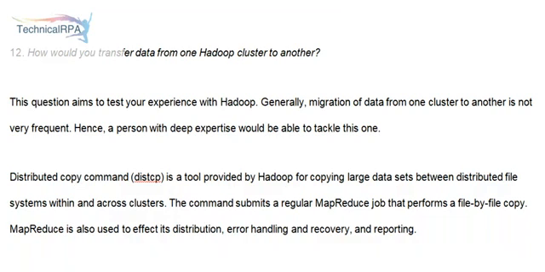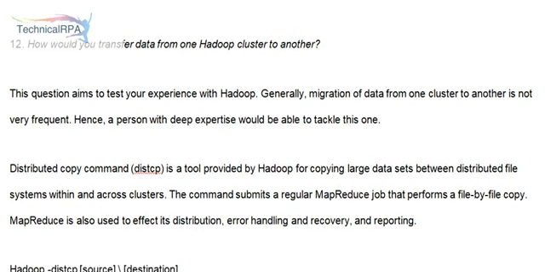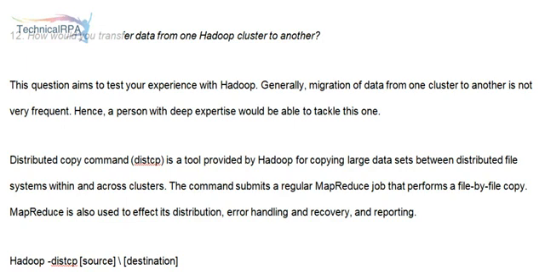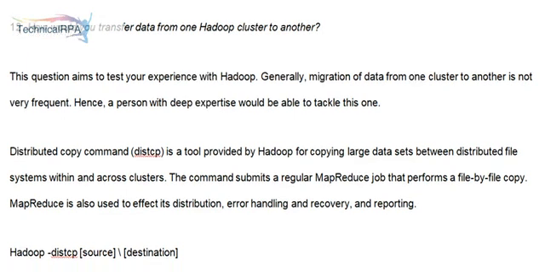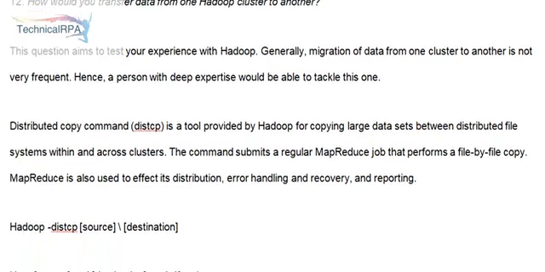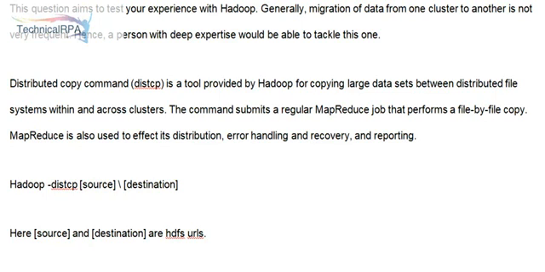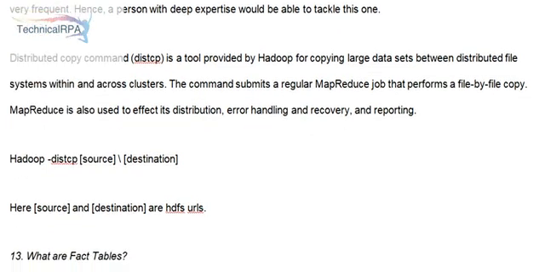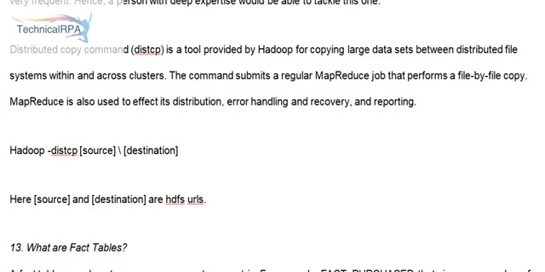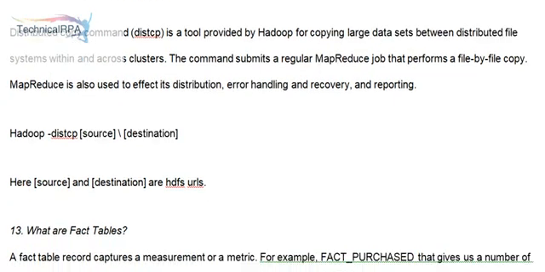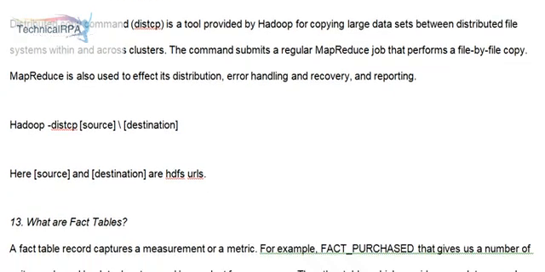Distributed copy command, DistCp, is a tool provided by Hadoop for copying large data sets between distributed file systems within and across clusters. The command submits a regular MapReduce job that performs a file-by-file copy. MapReduce is also used to effect its distribution, error handling and recovery, and reporting. Hadoop distcp source destination. Here, source and destination are HDFS URLs.